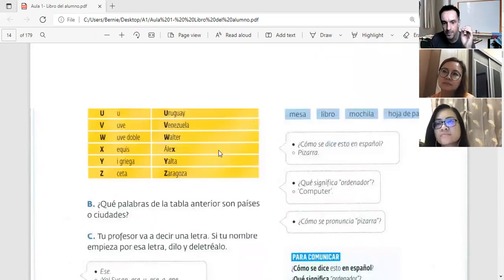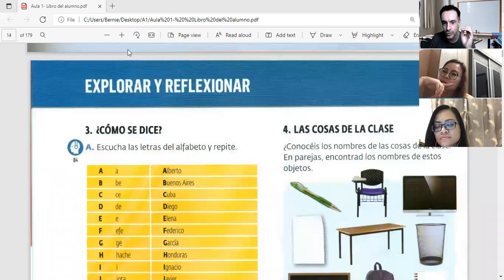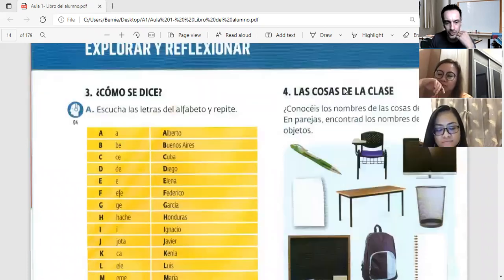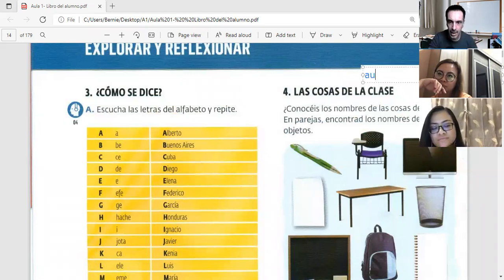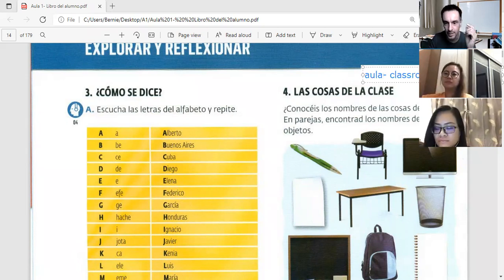All right, now let's go to las cosas de la clase, the things of the classroom. Clase, there are two ways to call it. Aula, classroom, but many people shorten it and they say clase because it's a class. So the things of the classroom. It says, ¿conocéis los nombres de las cosas de la clase? Do you know the names of the things?